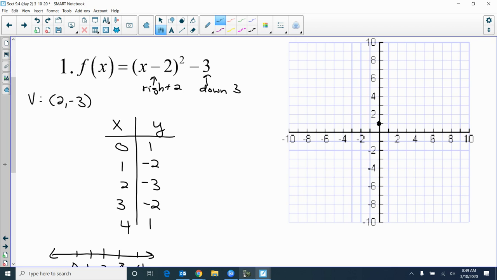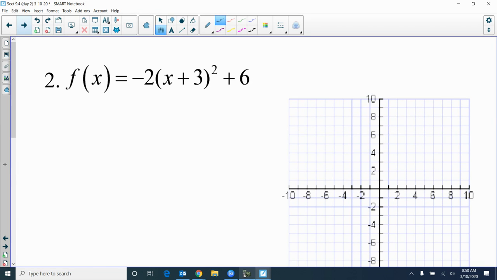Now, 0, 1. Put a dot there. 1, -2. Put a dot. 2, -3. 3, -2. 4, 1. Here's why we want to pick these points, because we want to hit the vertex, and then we want to get 2 points to the left and 2 points to the right. And then we want to connect. So if you just did -2, -1, 0, 1, and 2, you would not get a V-shaped or a U-shaped figure, and it wouldn't look the same. Right 2, down 3, pick that up.